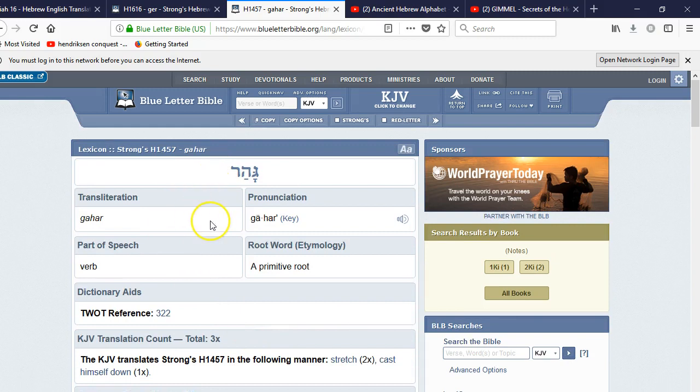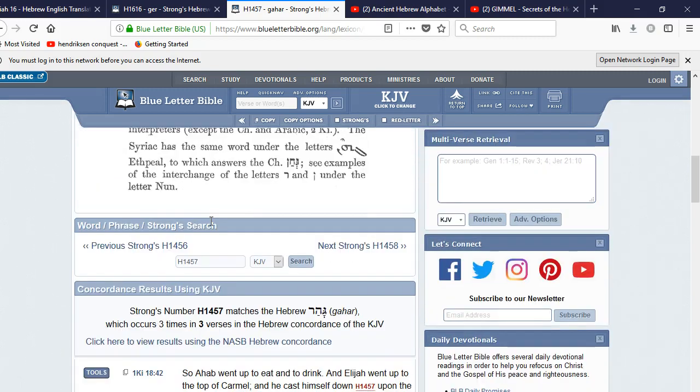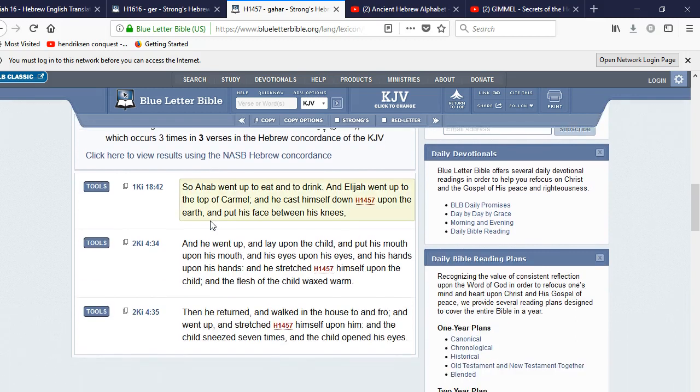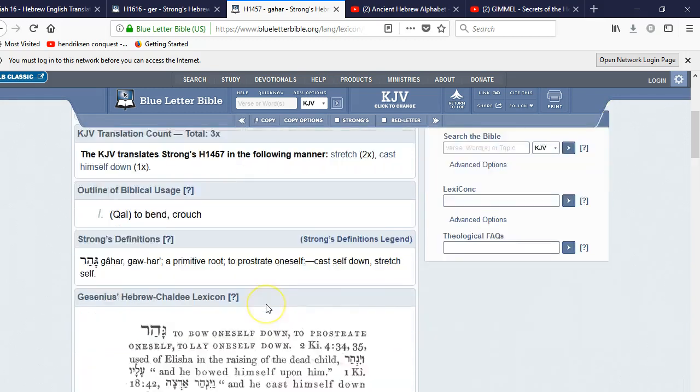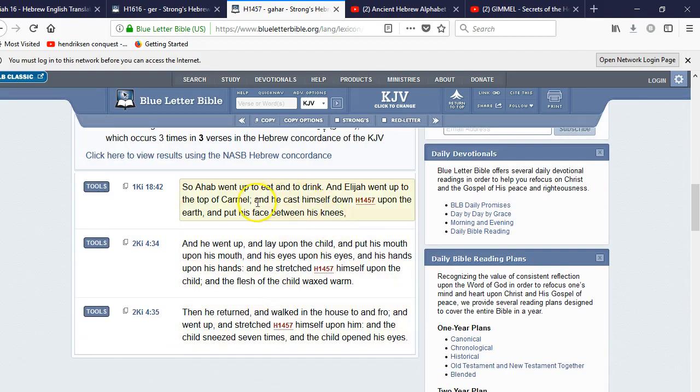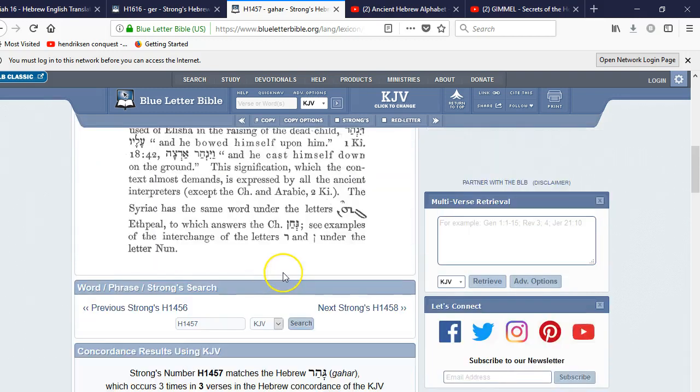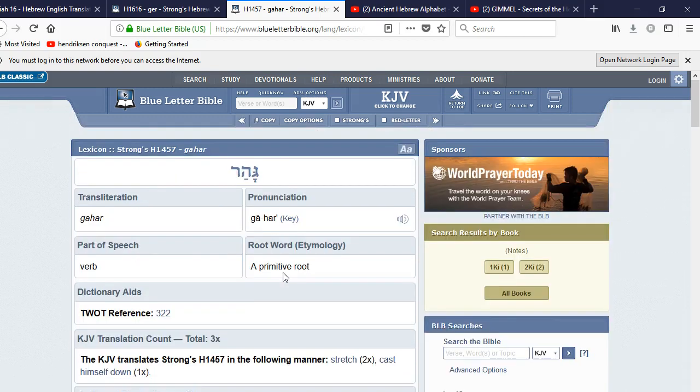Now, it's one of two things, folks, and I'm not going to make up your mind. I'm just telling you what I think. Could it be stretch instead of bent? The problem is the first quote. It says, he cast himself down upon the earth, put his face between his knees. You can't put your face between your knees and be stretched out at the same time. I don't care who you are. You'd have to remove your face from your head to do that. That's why I think it's bent and not stretch.